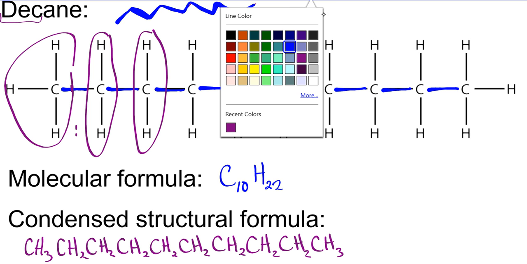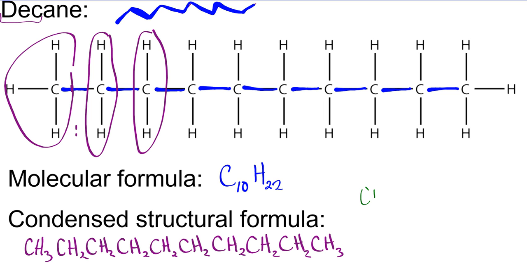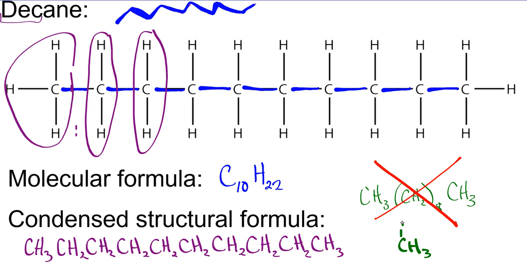It's tempting, but we're not allowed to go and just say, well, I've got CH3, and then I've got a whole pile of CH2s. I've got 8 of them, and then another CH3. We can't do that because this notation indicates that what I have is a CH3 with 8 CH2s hanging off of it somehow, which is physically impossible when this carbon can only make 4 bonds to begin with.